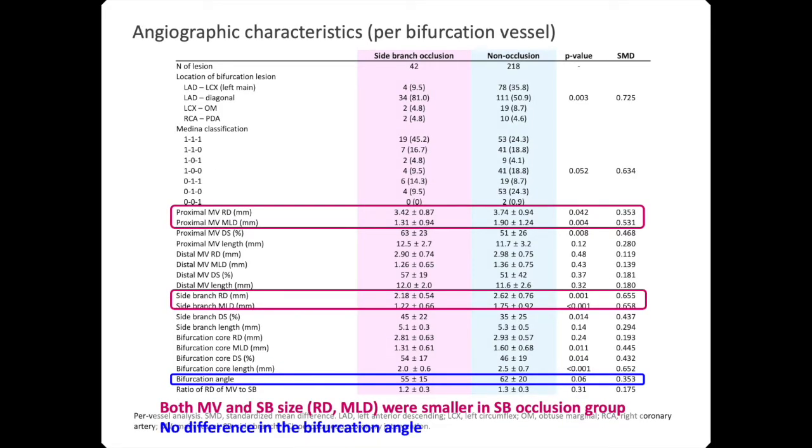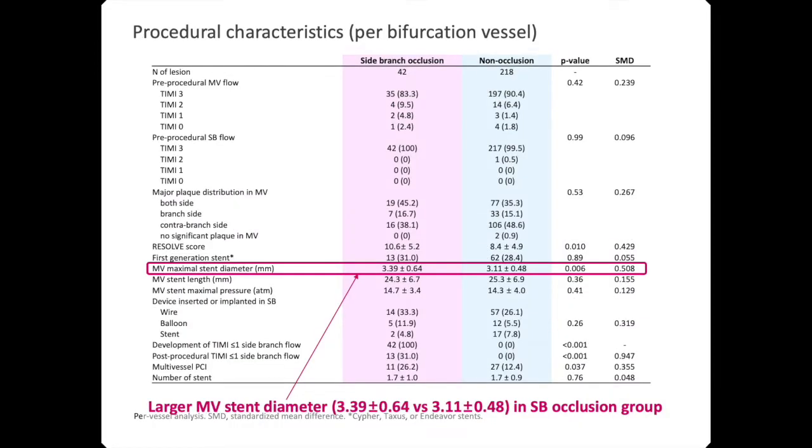In per bifurcation vessel analysis, regarding angiographic characteristics, the reference diameter and minimal luminal diameter of both main and side branch were smaller in the occlusion group compared to the non-occlusion group, but there was no difference in the bifurcation angle between the two groups. Therefore, the main branch side stent diameter was slightly larger in the side branch occlusion group compared to the non-occlusion group.